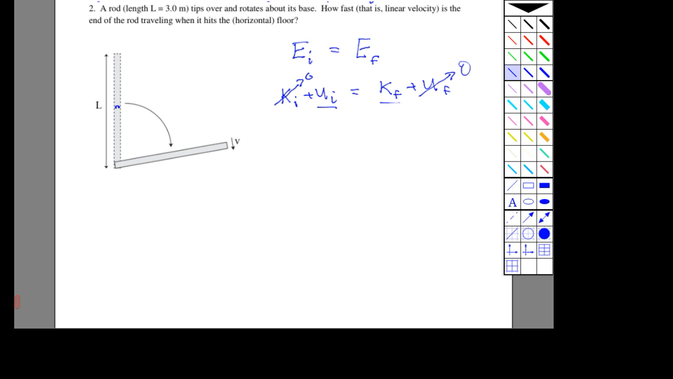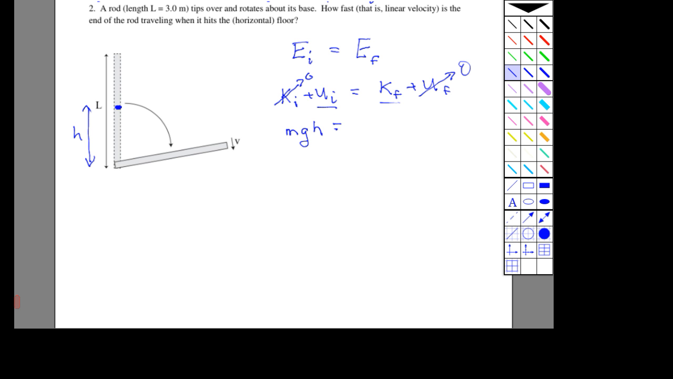So our initial potential energy, we're going to use the center of mass. The center of mass is the middle of this rod. And we can write the potential energy is just m times g times the height, well, it's the distance the center of mass is above the ground. So that's just mgh. Now, our final kinetic energy.